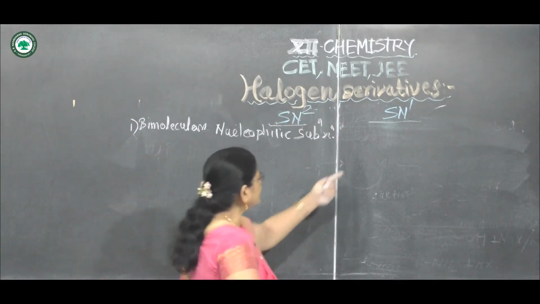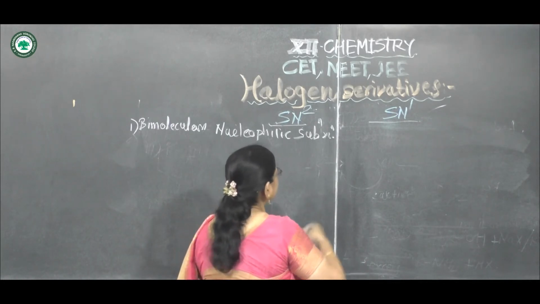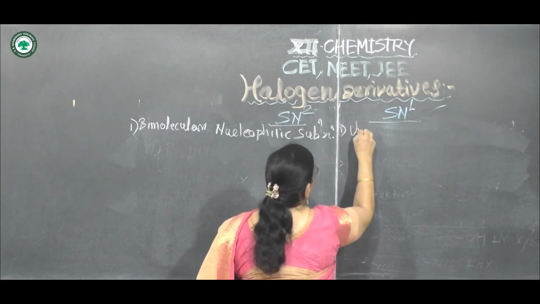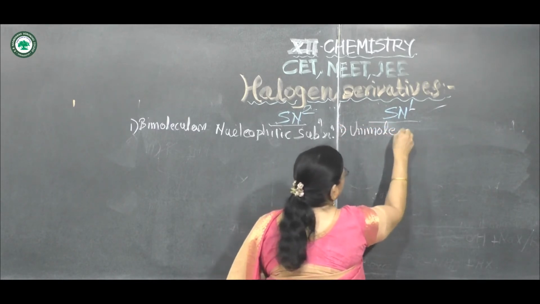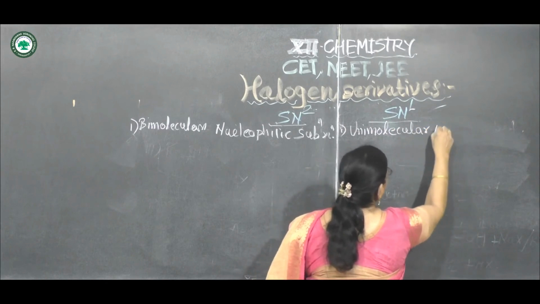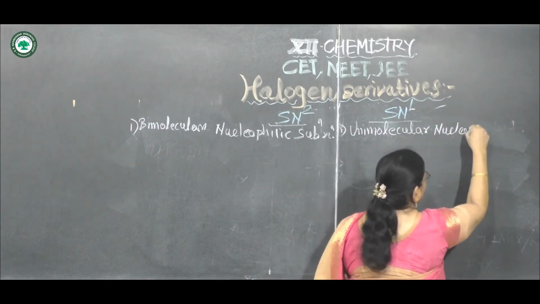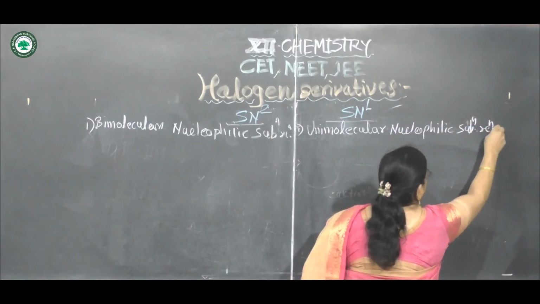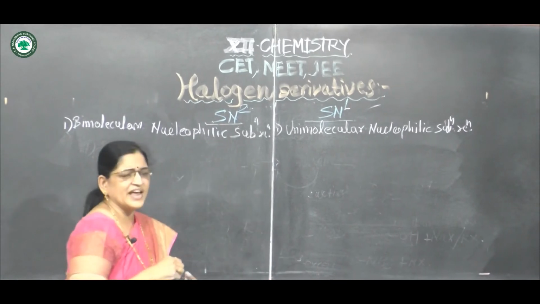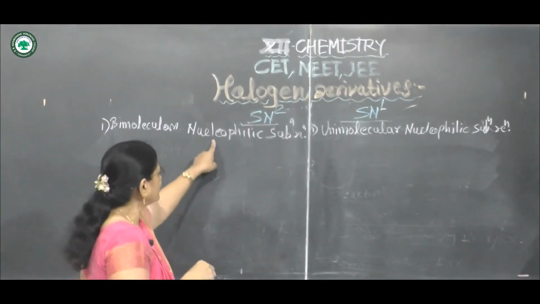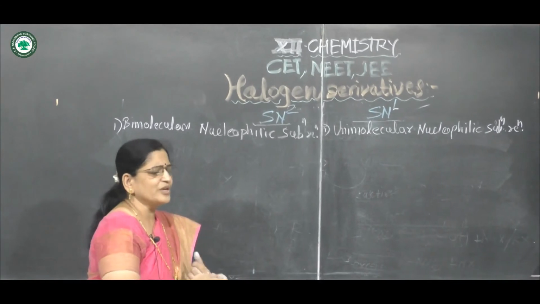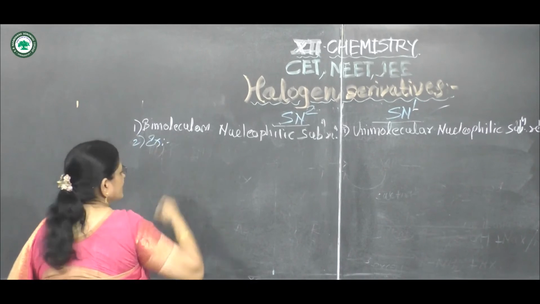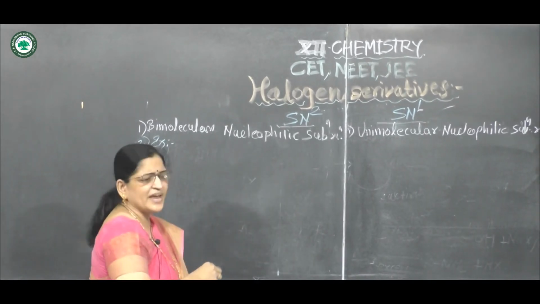Then what is the meaning of SN1? SN1 means unimolecular, hence it is written as unimolecular nucleophilic substitution reaction. That is the meaning of SN1 and SN2: bimolecular nucleophilic substitution and unimolecular nucleophilic substitution reaction. Then the second point, examples of SN2 and SN1.